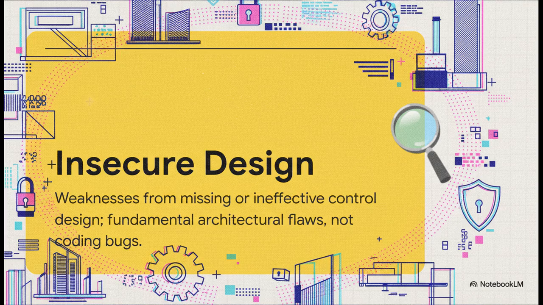Now, the official OWASP definition talks about missing or ineffective control design. So what does that really mean? Well, think of it this way. It's not that a security lock was built badly, it's that the architect completely forgot to draw a door on the blueprints to begin with.